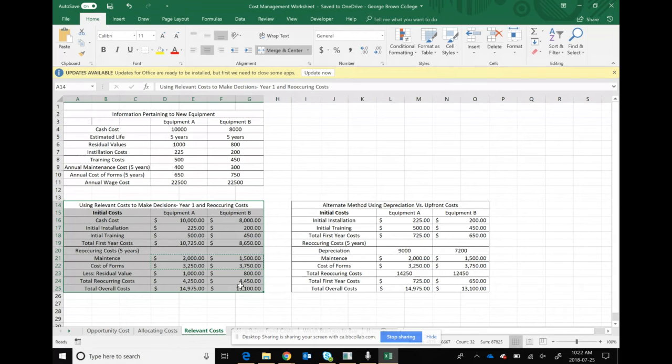Okay. But yeah, in reality, we do consider other things. Otherwise, you're kind of blindsiding yourself. Yeah. So this is a decision among very comparable pieces of equipment.